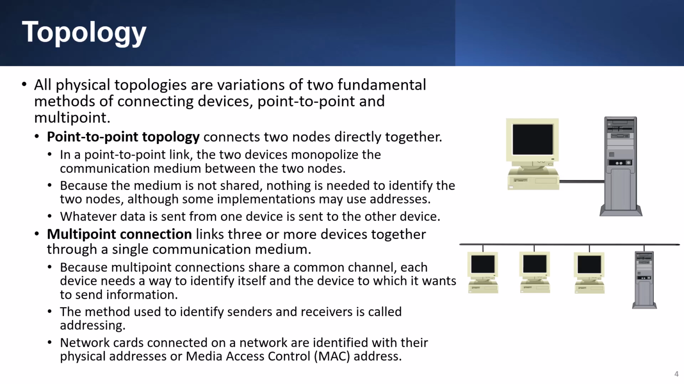Multi-point connection links three or more devices together through a single communication medium. Because multi-point connections share a common channel, each device needs a way to identify itself and the device to which it wants to send information. The method used to identify senders and receivers is called addressing. Network cards connected to a network are identified with their physical addresses, or media access control (MAC) addresses.